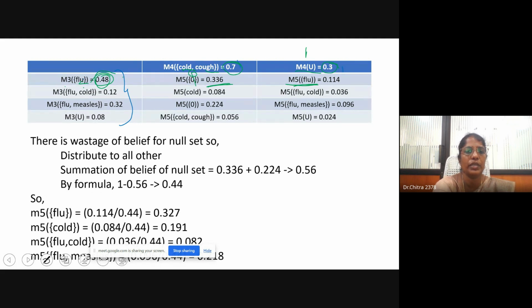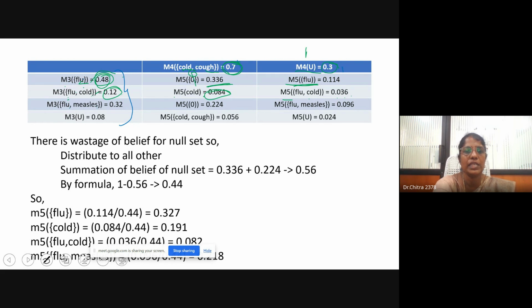Same manner, M3 of flu, cold. Previously we have drawn this one. From that, take the intersection of these two. If you take the intersection of these two, cold is there. So M5 of cold equals 0.7 times 0.12, which is 0.084. Similarly, M5 of all, meaning M5 of flu and cold, equals 0.3 times 0.12, which is 0.036.